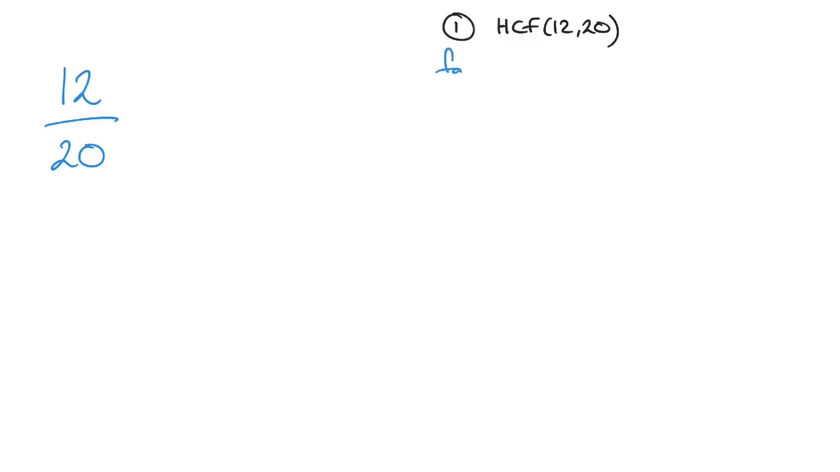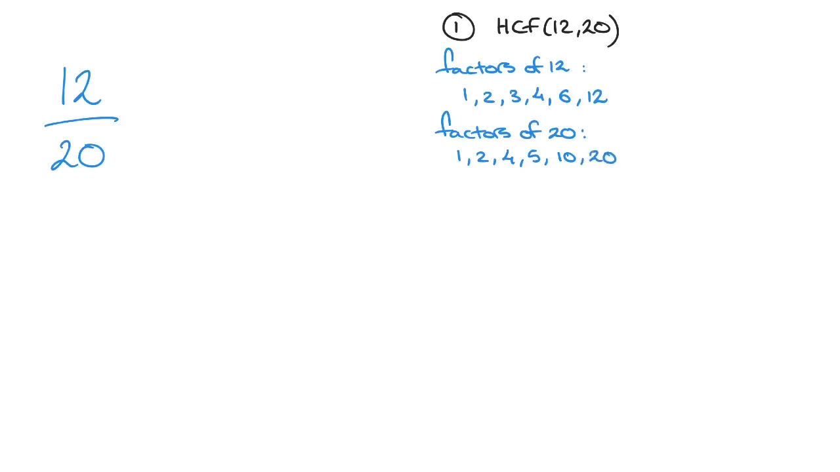The factors of 12 are 1, 2, 3, 4, 6, and 12. The factors of 20 are 1, 2, 4, 5, 10, and 20. Now, all we have to do to find the highest common factor of those two numbers is look for the largest number which both lists have in common. And looking at these two lists, it doesn't take us too long to see that the largest number these two lists have in common is 4, which I'm circling now.